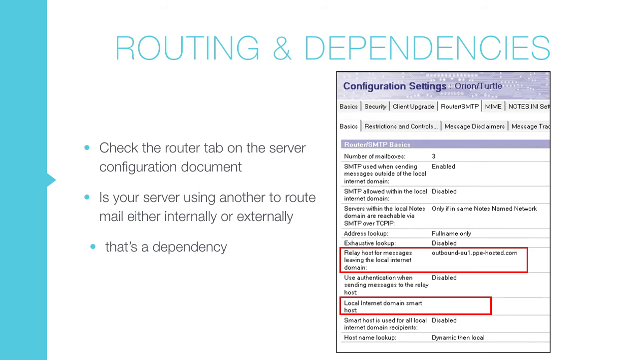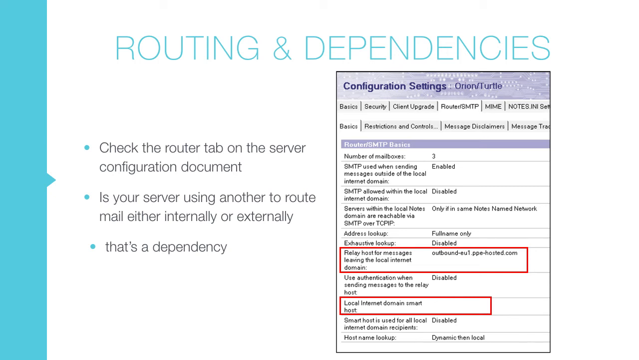And then the other thing is on mail routing. If we look at the configuration document for your server and click on the router tab on the front page on the basics page, there are two values here. One is relay host for messages leaving the local internet domain. So that is my local internet domain, as defined in my global domain document, is say turtlepartnership.com.